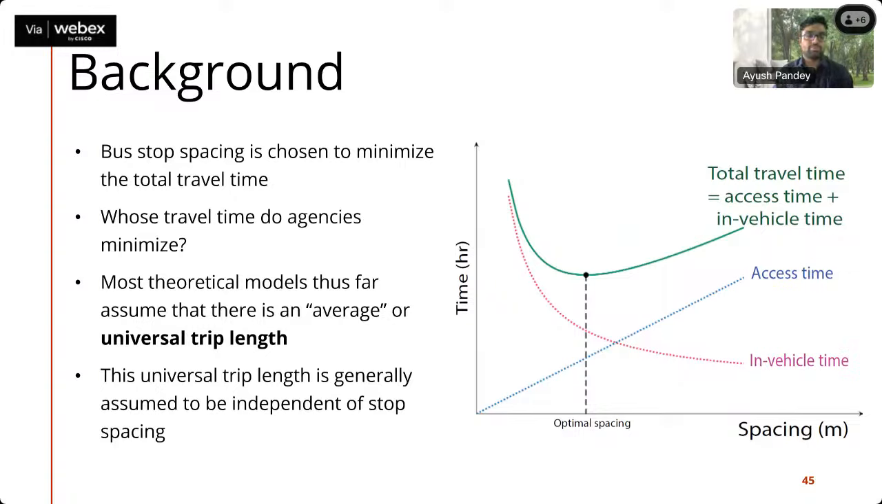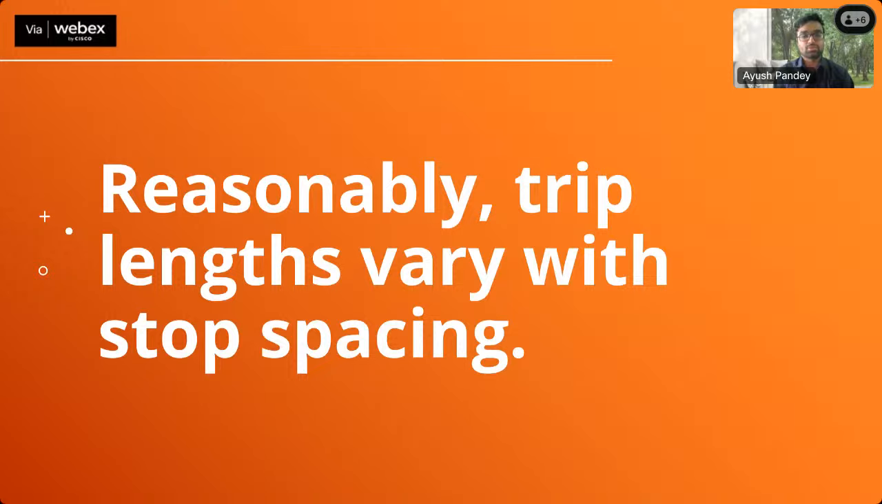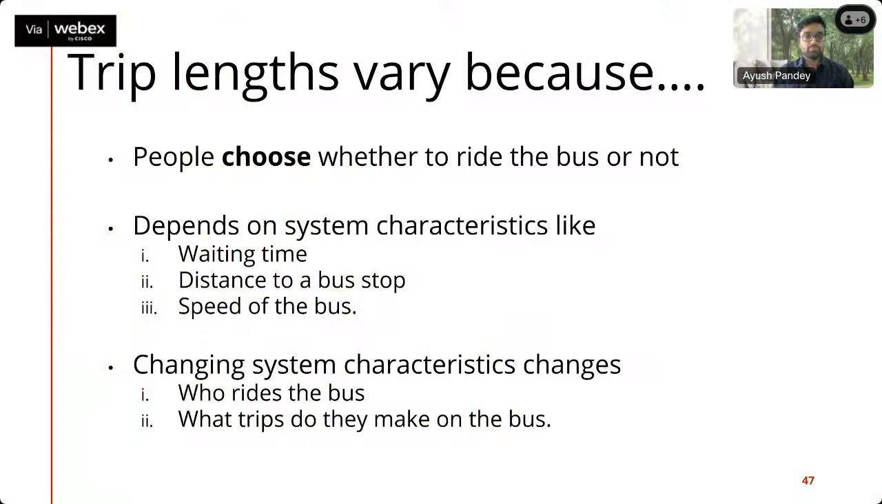However, it is reasonable to expect that once you change system characteristics, especially stop spacing, trip lengths are going to vary with that. That is because people choose to ride a bus or not, and average trip lengths, demand functions, and all are just a result of aggregate decisions people make. These decisions depend on system characteristics, like how long you have to wait for a bus, how far you have to walk to get to a bus, and once you're on the bus, how fast the bus is moving on average. And if you change some large characteristics, like the headway of the system, and in this case, the stop spacing, all three of these characteristics change.